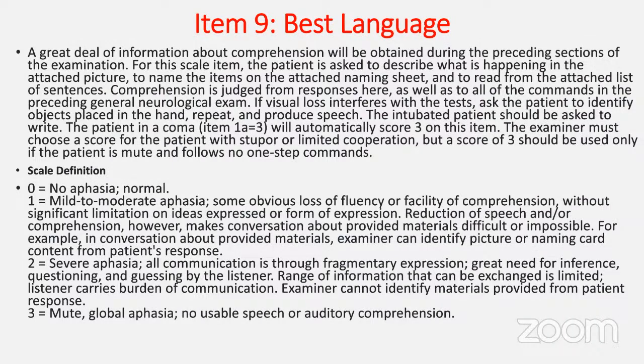Here we give a score of 0 if no aphasia, or normal. 1 for mild to moderate aphasia, indicated by some obvious loss of fluency or facility of comprehension without significant limitation on ideas expressed or form of expression. We give a score of 2 for severe aphasia, and we give 3 if the patient is mute. A patient in a coma, item 1A equals 3, will automatically score 3 on this item.